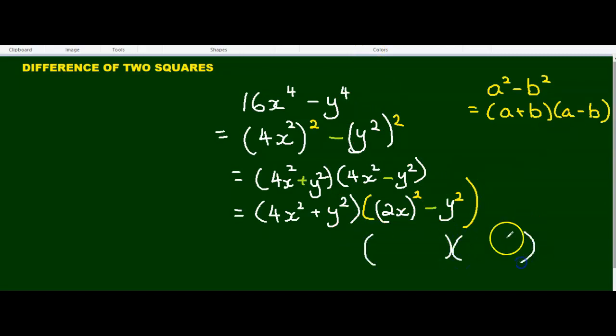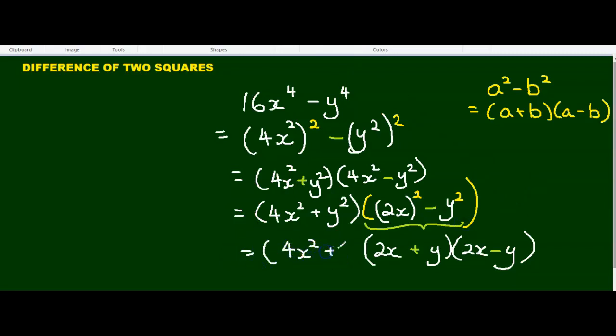Put my parentheses. We have my a, which is 2x, and our b is y. A plus and a minus there. I'm going to show you that this became that. And then I'm going to bring down my 4x squared plus y squared. That is my final answer.